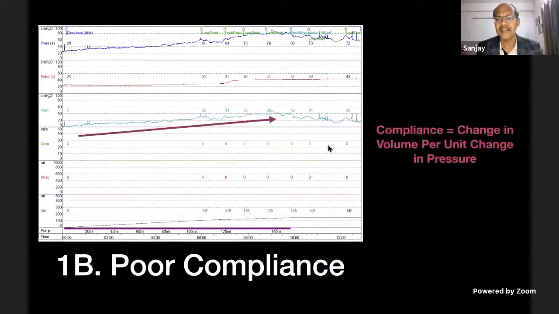So what is compliance? Compliance actually reflects change in volume per unit change in pressure. We hence express it as ml per centimeter of water. And typically we take the points between which we are measuring the pressure as the end of filling and the beginning of filling. But you could theoretically take any two points and measure the compliance between them. So here, for instance, if I filled 140 ml and I've had a pressure of 40 or so, it means roughly 3 ml per centimeter water. So it's a very poor compliance.